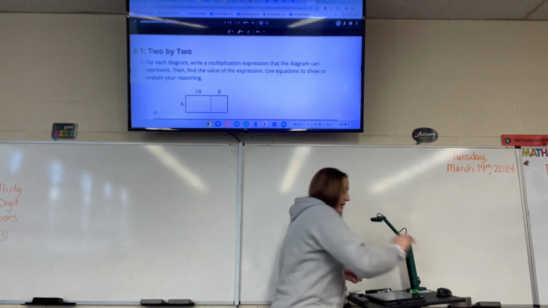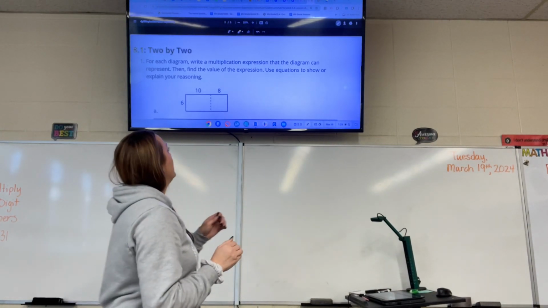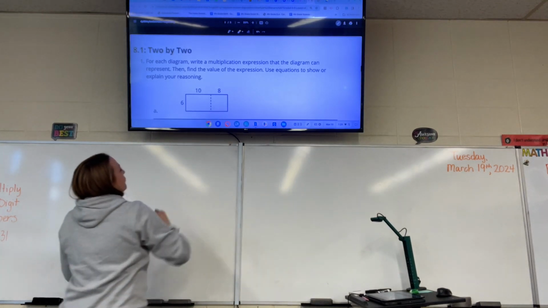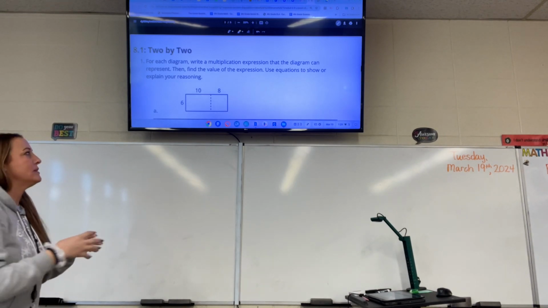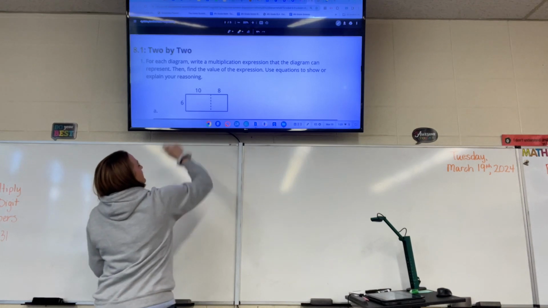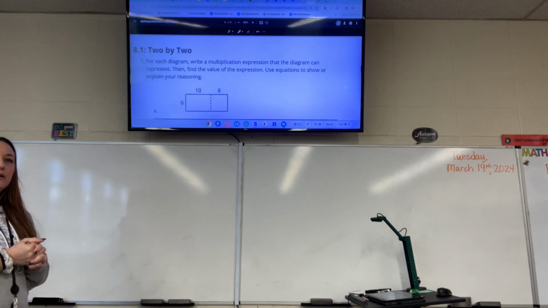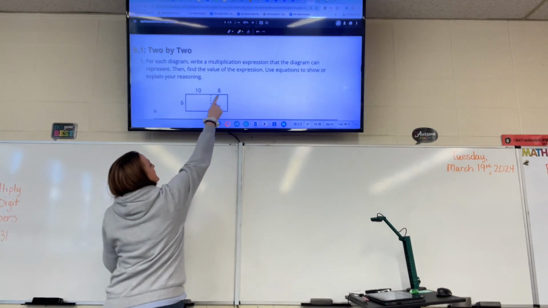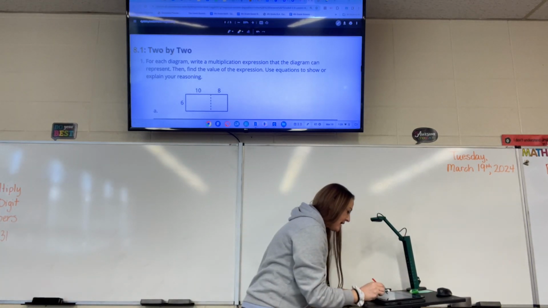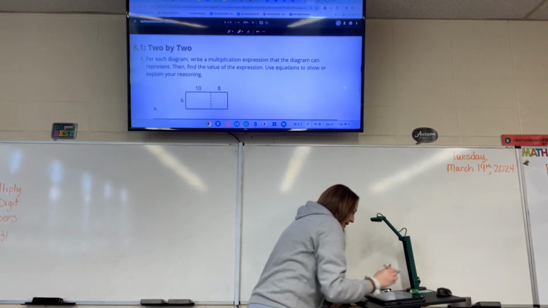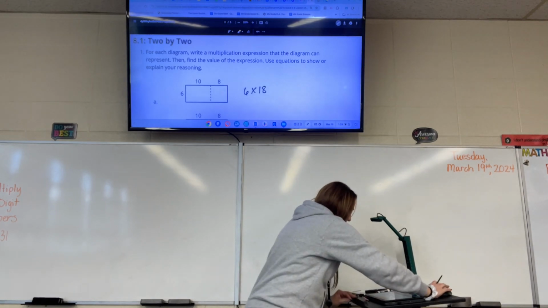So on that first one, on diagram A, what math problem are they trying to solve? If they made this diagram, what is the diagram trying to solve? Kelby, what diagram is that trying to solve? Six. So what number do you think the top should be? 18. And what are they multiplying 18 times? Six. Make sense? So they built this diagram to multiply 6 times 18. Okay?